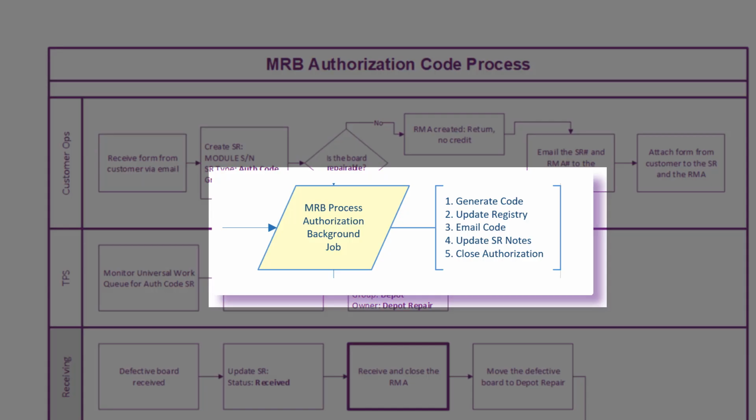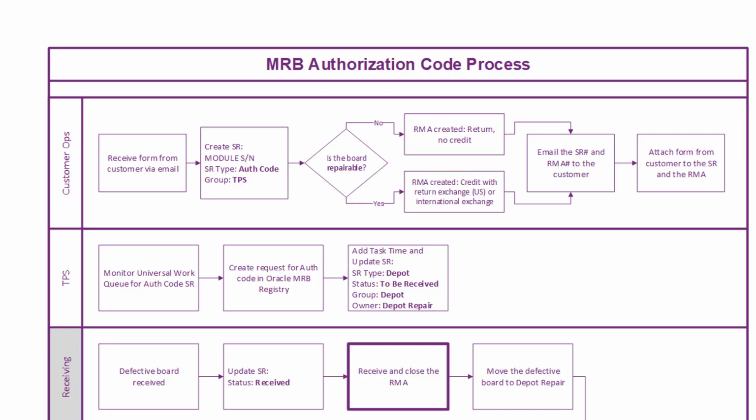At this point, the authorization code will be generated and sent to the customer the next time the MRB process authorization job is run in Oracle. This job typically runs each morning. The board is then moved to depot repair.